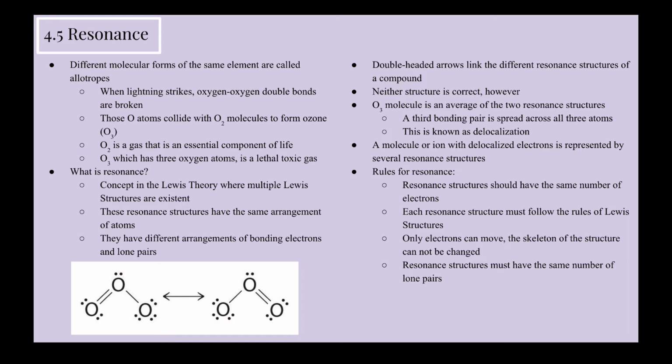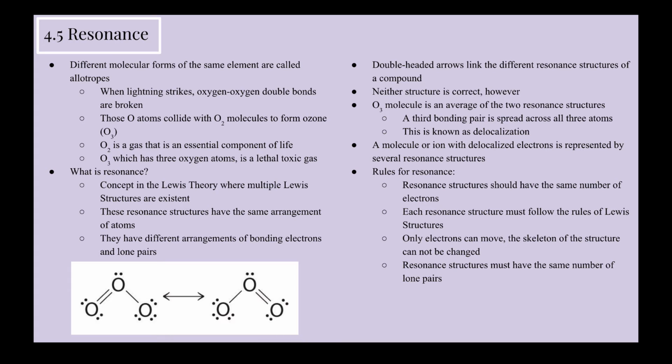Now when the Lewis structure of ozone is produced, a double bond can be placed with either the leftmost oxygen atom or the rightmost oxygen atom. Well, which Lewis structure is correct? Technically neither. The possibility of having 2 Lewis structures for ozone introduces the idea of resonance. Resonance occurs when multiple Lewis structures exist, as was seen with ozone. These resonance structures still have the same arrangement of atoms, but different arrangements of bonding electrons and lone pairs. When resonance structures are displayed, a double-headed arrow links the different resonance structures of a compound, as seen in the image in the bottom left.